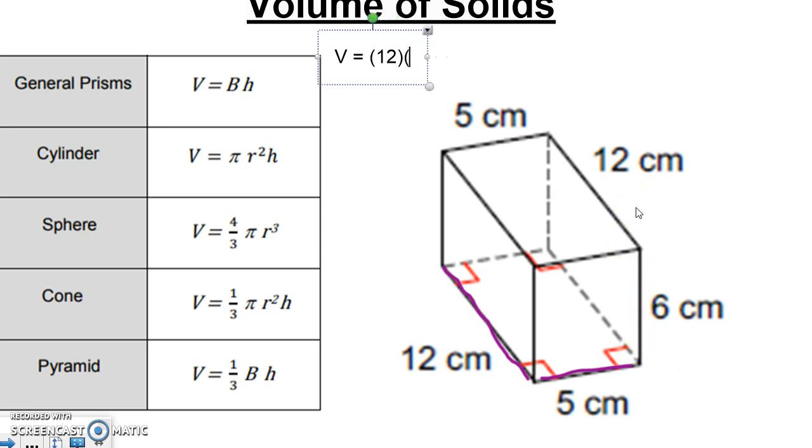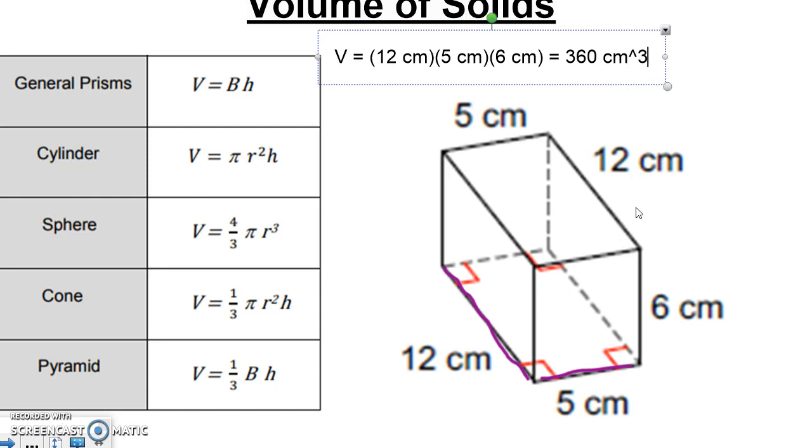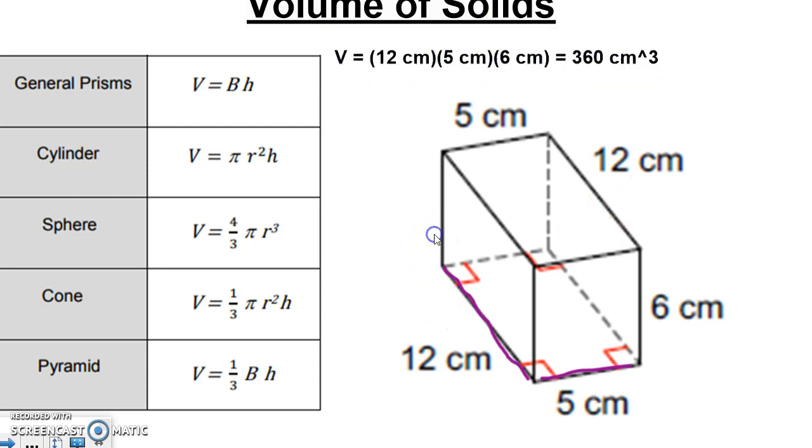So when I multiply, I'm going to put units, 12 centimeters times 5 centimeters times 6 centimeters, I get 360 cubic centimeters, or centimeters cubed. And this is my final answer. So we did the area of the base, 12 times 5, times the height of this prism, which was 6, and got 360. Again, this is volume, so our units are now cubed.